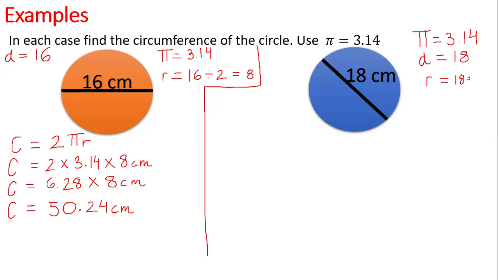So 18 divided by 2, which is what? 9. It's 9. All right. Do we understand how we got that? Let me know before I move on. Yes, sir. With the radius.